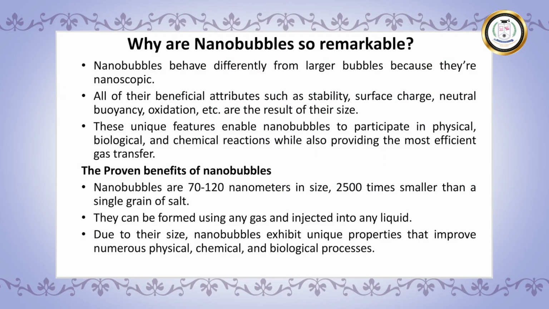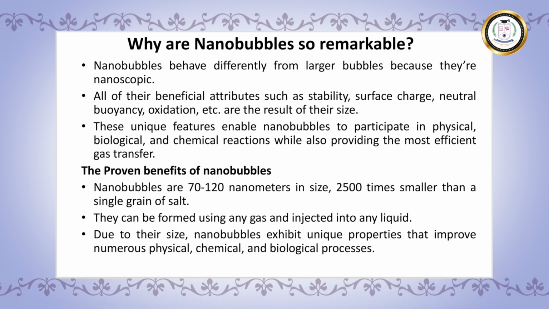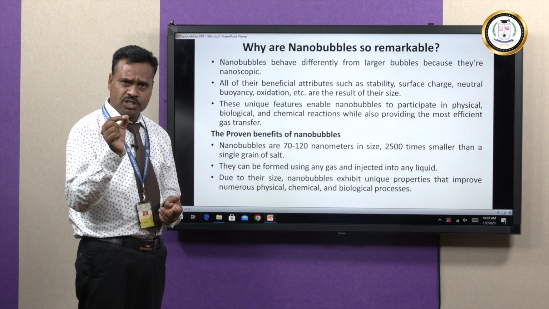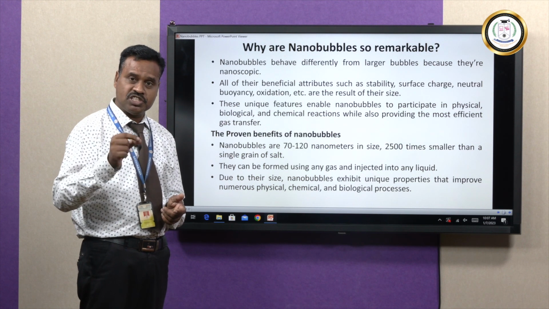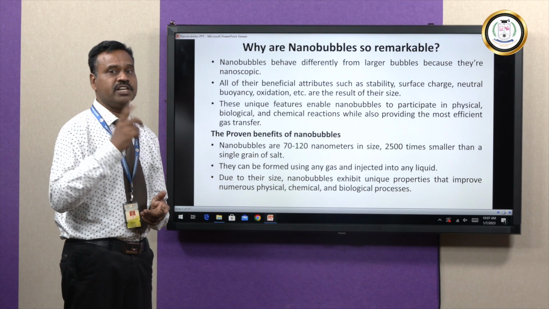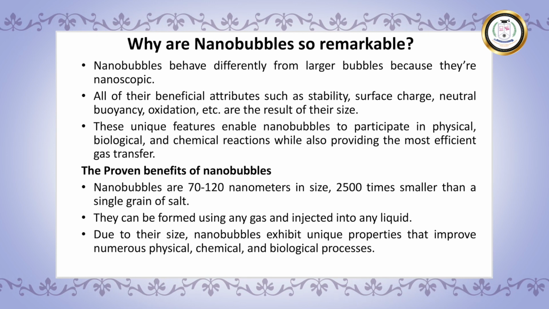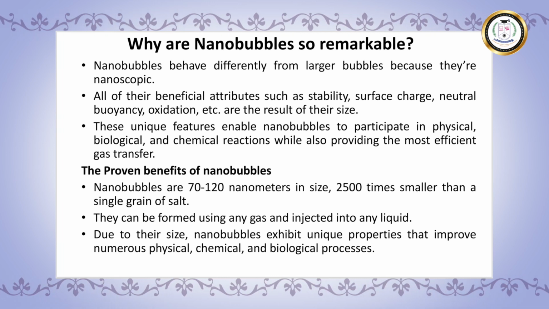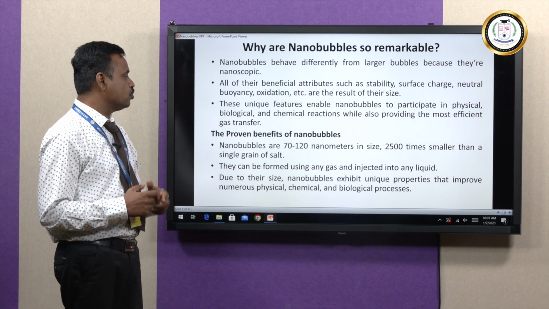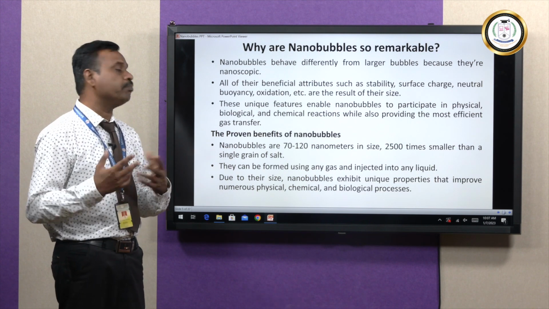And what are some benefits of these nanobubbles? The nanobubbles are, for example, 70 to 120 nanometers in size generally. If you take a small grain of salt, compared with that, this nanobubble size is 2500 times smaller. So you can imagine how small it is. It is about 70 to 120 nanometers. We can generate nanobubbles with different methods, which I am going to discuss next, either by injecting the gas into the liquid. The nanobubbles are used to improve numerous physical, chemical and biological properties.